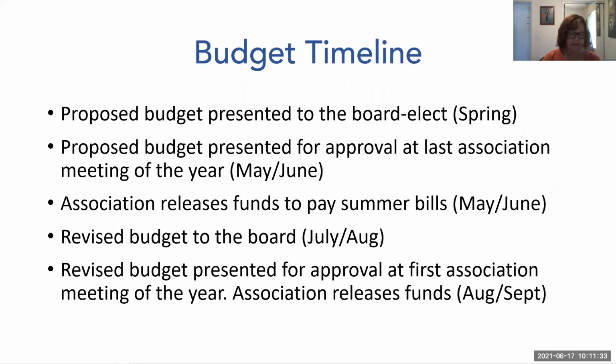The budget is a living document. The board must review it periodically, and if changes are needed, the association must vote to amend the budget before the board spends in excess of the budgeted amount. The treasurer should present budget versus actual reports to the board and the association at least quarterly.